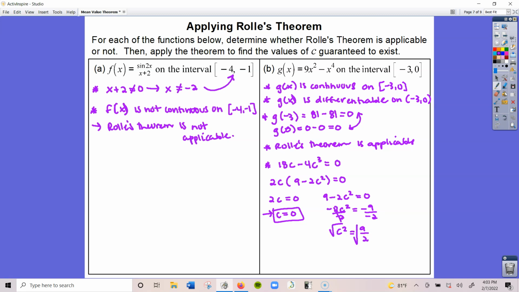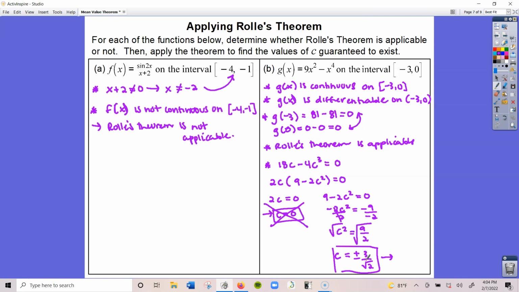And then square root both sides. So I get c is equal to plus or minus. The square root of a fraction is the square root of the numerator, which is 3, over the square root of the denominator. My interval is from negative 3 to 0, remembering that your endpoints are not included. So this c is equal to 0 is not my answer. Then here we have positive 3 over square root of 2. But positive 3 over square root of 2 is to the right of 0, so that is not included.